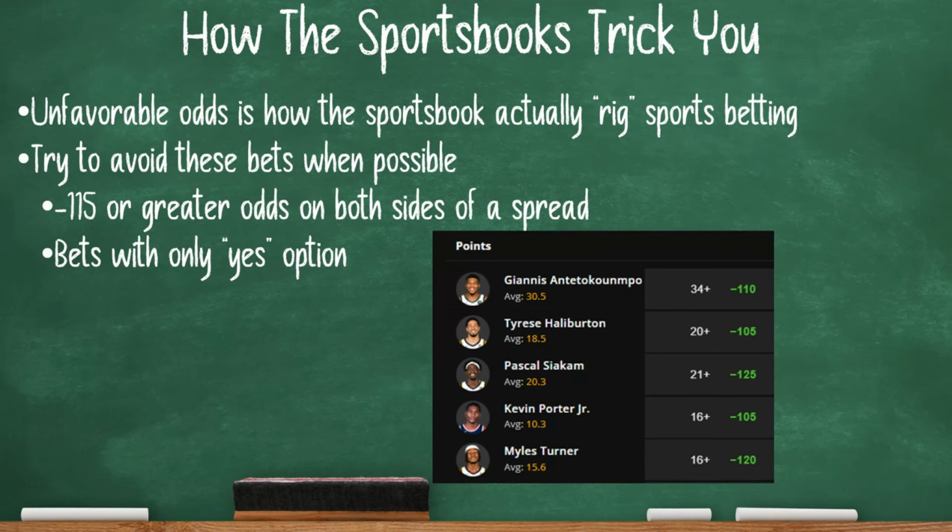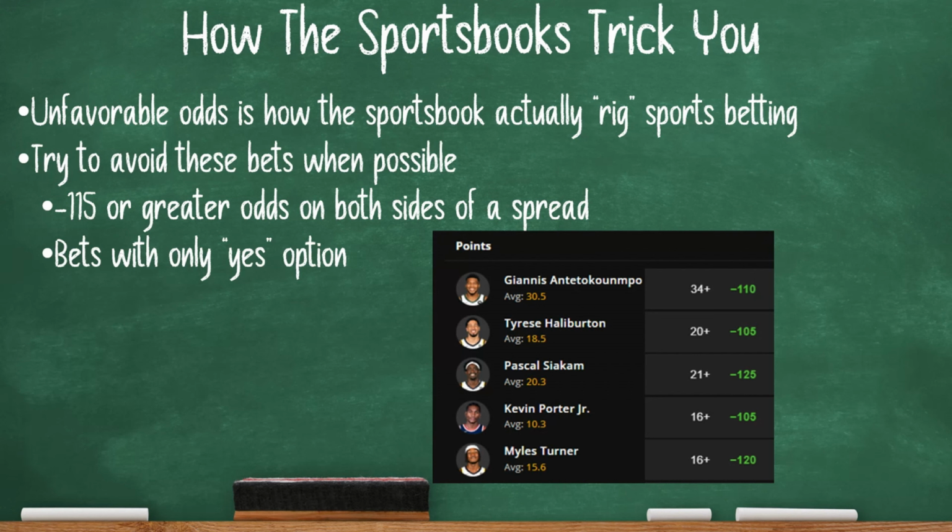It only lets you bet the over. It doesn't let you bet the under. These are one-sided bets, and what the book tries to do is give you horrible odds for the actual number, and there's no way you'd ever be able to know that because you can't see the no option, or in this case, the under option. So try to avoid these bets.